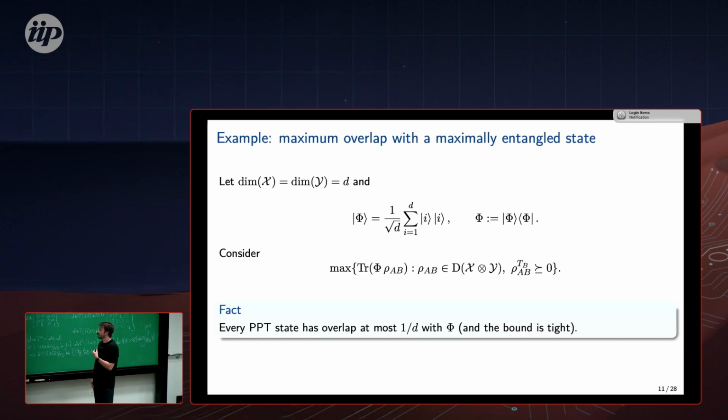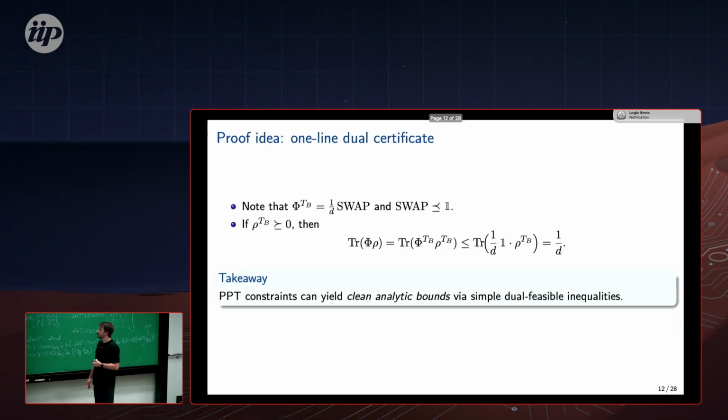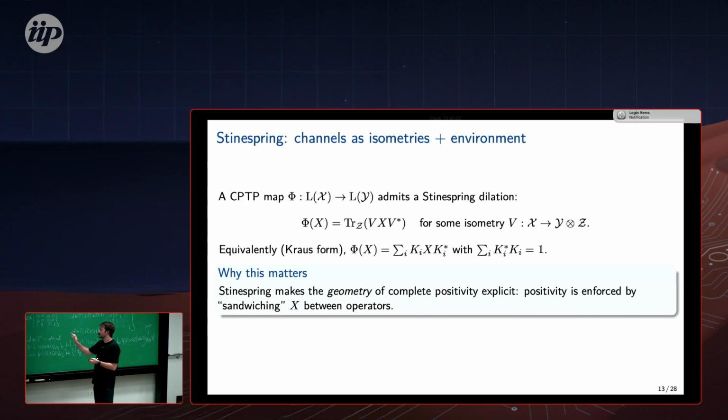Okay, so this is a not too deep example, but the nice thing is that by doing this relaxation, you can say things which, if you were optimizing over all separable states, might actually be hard. It's not really the case here, but in general, it's a bit harder. Okay, so this is all I wanted to say about that example.